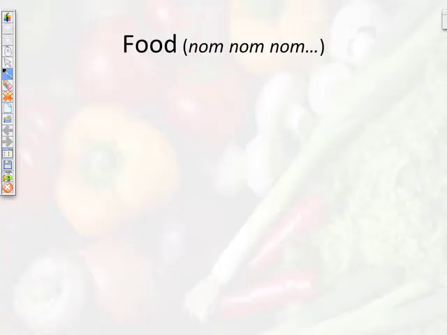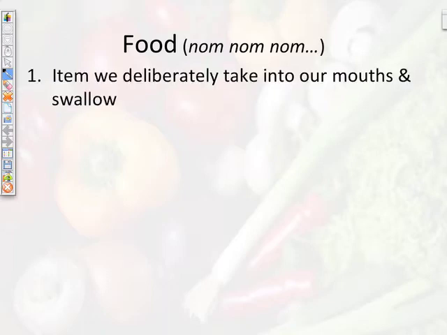So, talking about food. It is an item that we deliberately take into our mouths and swallow. And it's going to depend, based on where you are, what is appropriately labeled food, because some things we might not be used to are what they're used to in different countries. It can be either natural or artificial. A lot of what we're eating on a daily basis is artificial or at least partially artificial.